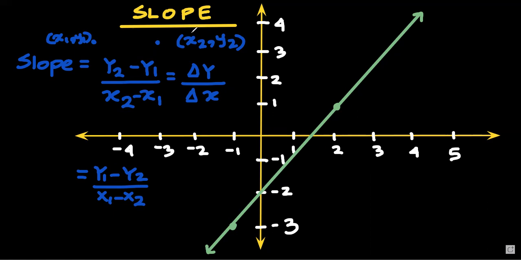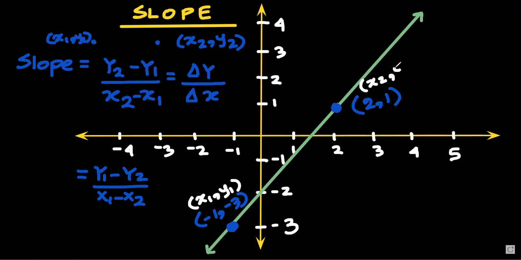It means we need to take at least 2 points on this given curve. So suppose I'm taking this one, first point, and this point is 2 and 1, right? And this point is -1 and -3. And suppose I'm assuming this point is denoted as x1, y1, and this point is x2, y2. Now substitute in the formula.